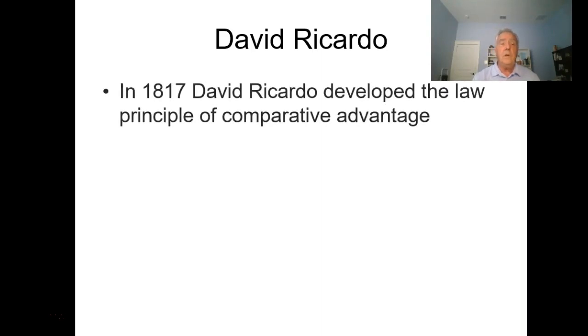Now, the whole concept of comparative advantage came from a fellow named David Ricardo. He wrote in 1817, after he read the 1776 book authored by Adam Smith, that he developed from reading that book the laws of comparative advantage, or the principle of comparative advantage.